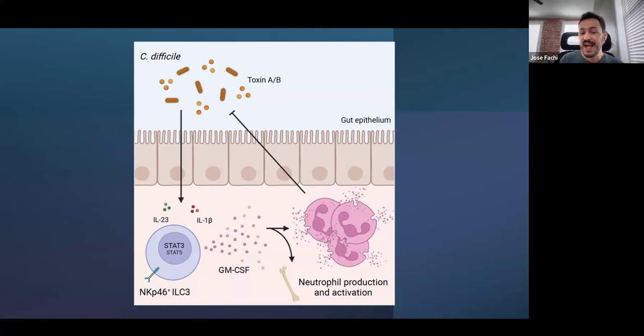GM-CSF is very important for inducing maturation, migration, and accumulation of neutrophils in the lamina propria. I didn't talk today about the production, but we also checked in the paper the bone marrow maturation and production by granulopoiesis. We also saw that the ILC3 deficient mice have impaired granulopoiesis, and overall, this induction of neutrophil production, activation, and accumulation is important for containing the infection and protecting the mice in the early stage. And then we have the late stage, when ILC3s will release IL-22. They will be very important for the healing phase of the damaged epithelium.